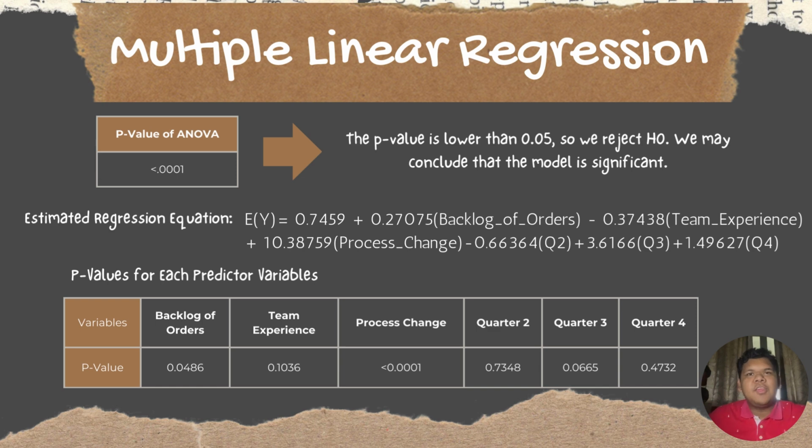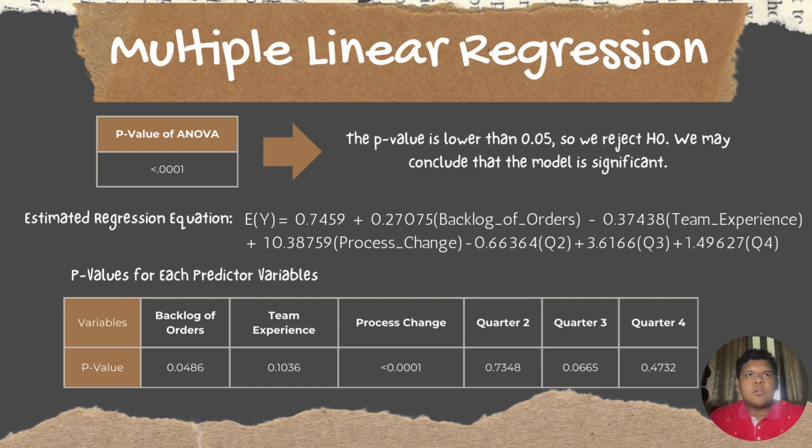For the multiple linear regression part, we run an ANOVA test in order to find out whether this model is significant or not. So we got the p-value is 0.0001, hence it is lower than 0.05, which is the alpha. So we reject H null. We may conclude that this model is significant.